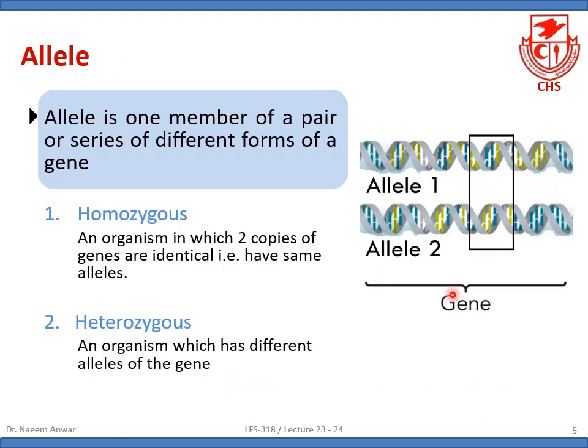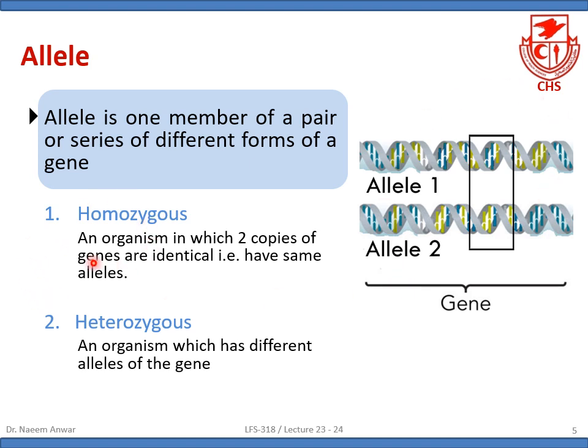Another thing we have to know is what an allele is. An allele is mainly one member of the pair of the series of different forms of the gene. So if we are talking about this whole gene, then each gene will have 2 alleles, one from the mother and one from the father. And if we have 2 copies that are identical, so this part, let's say, is identical to this part, then we can say that they are homozygous.